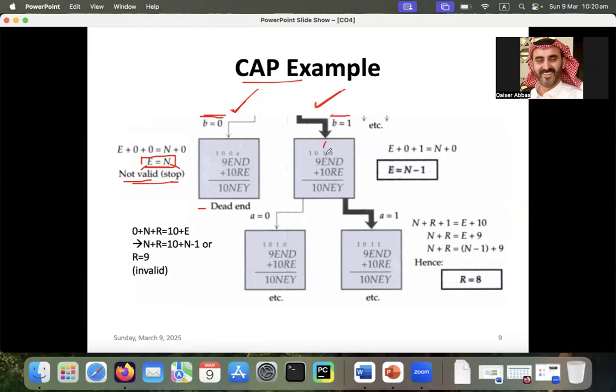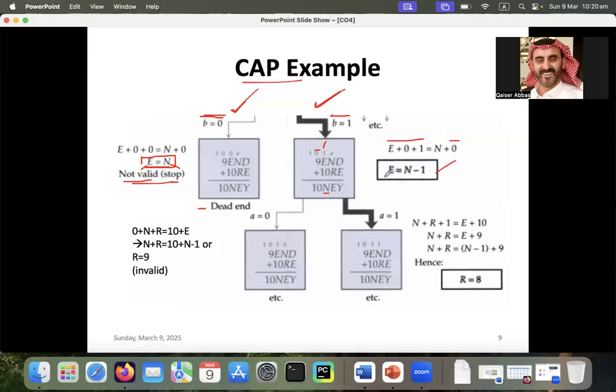Now, after putting these values, the equation will become e plus 0 plus 1, which is written here, is equal to n, which is written here, and 10c, the next carry. And this carry c is 0, so when you multiply, you will get 0. And here you are getting e is equal to n minus 1 after simplifying.